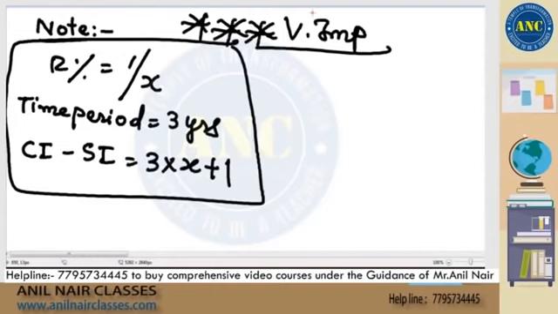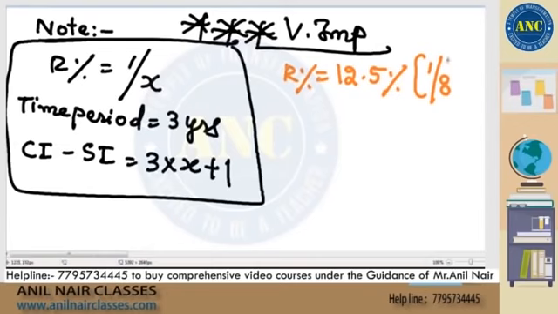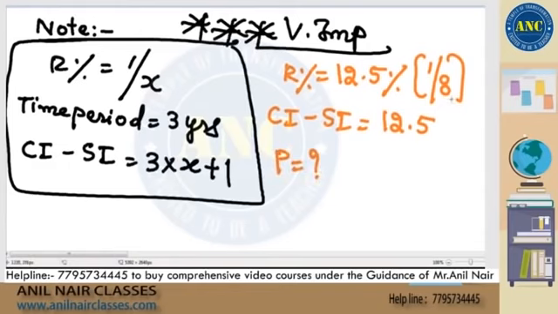If it is for 1 by X only, what is the question given? No need of using any complicated A plus B percentage. 12.5 percent, which is 1 by 8. CI minus SI is 12.5. Find the principal. Over, answer: it is nothing but 25.